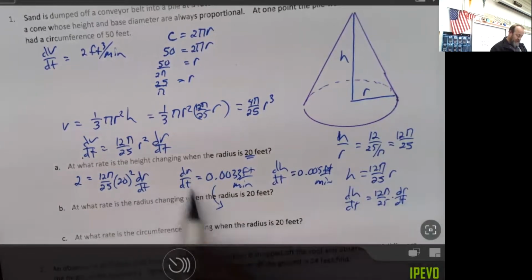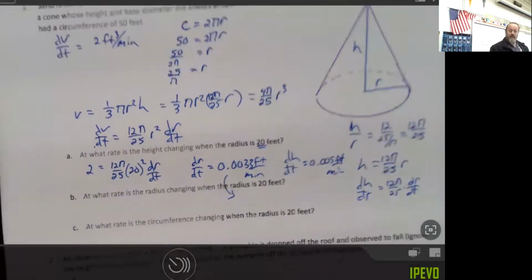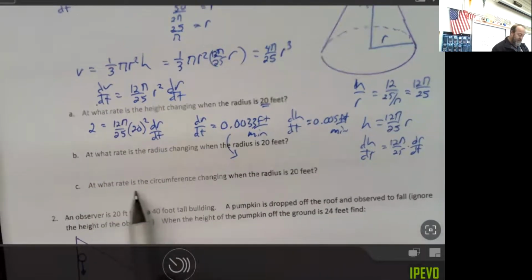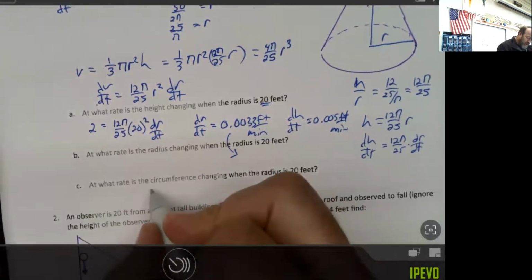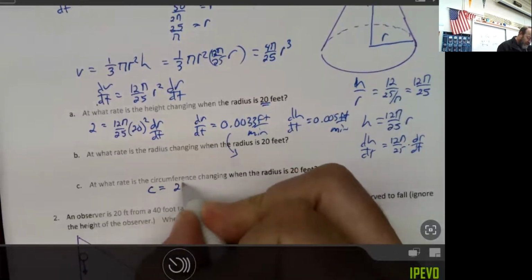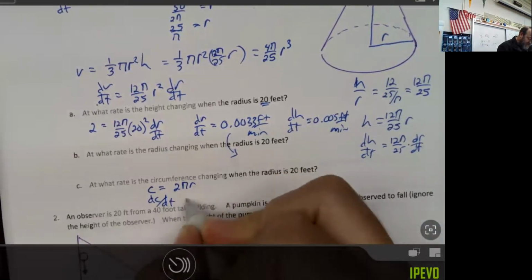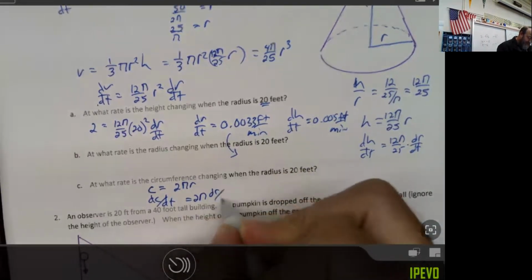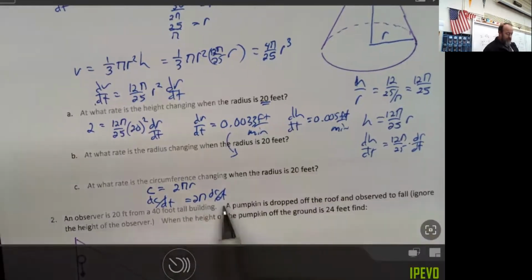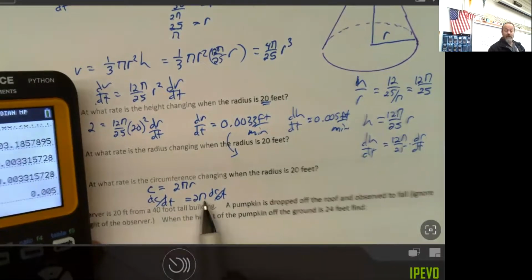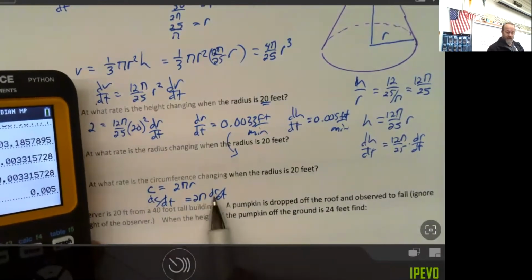We already found that right here. Our radius was here. Now, interestingly enough, that followed up with one last question. It says, at what rate is the circumference changing? Well, we already mentioned that C is 2πr, so that means that dC/dt equals 2π times dr/dt. And that's what's also really cool: the radius didn't even come into play. It disappeared with that derivative.